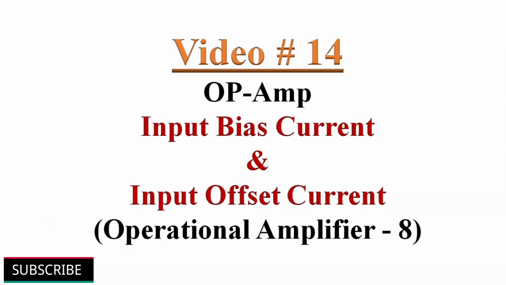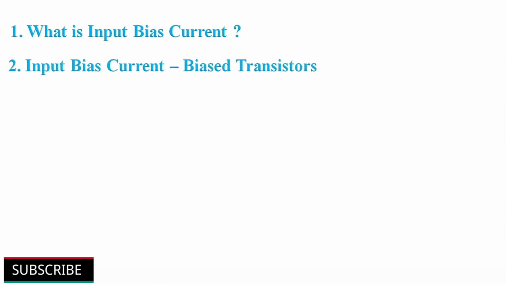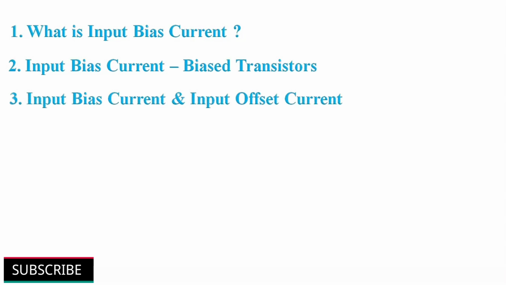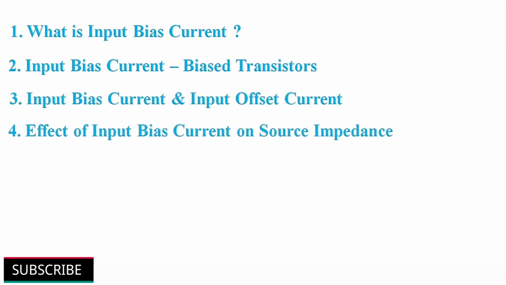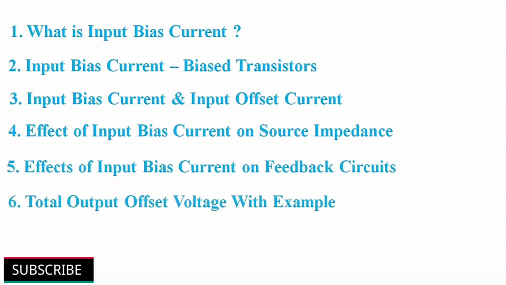Today we will learn about input bias current and input offset current of an operational amplifier. The topics covered in this video are: what is input bias current with bias transistors, input bias current and input offset current, effect of input bias current on source impedance, effect of input bias current on feedback circuits, and finally total output offset voltage with examples.